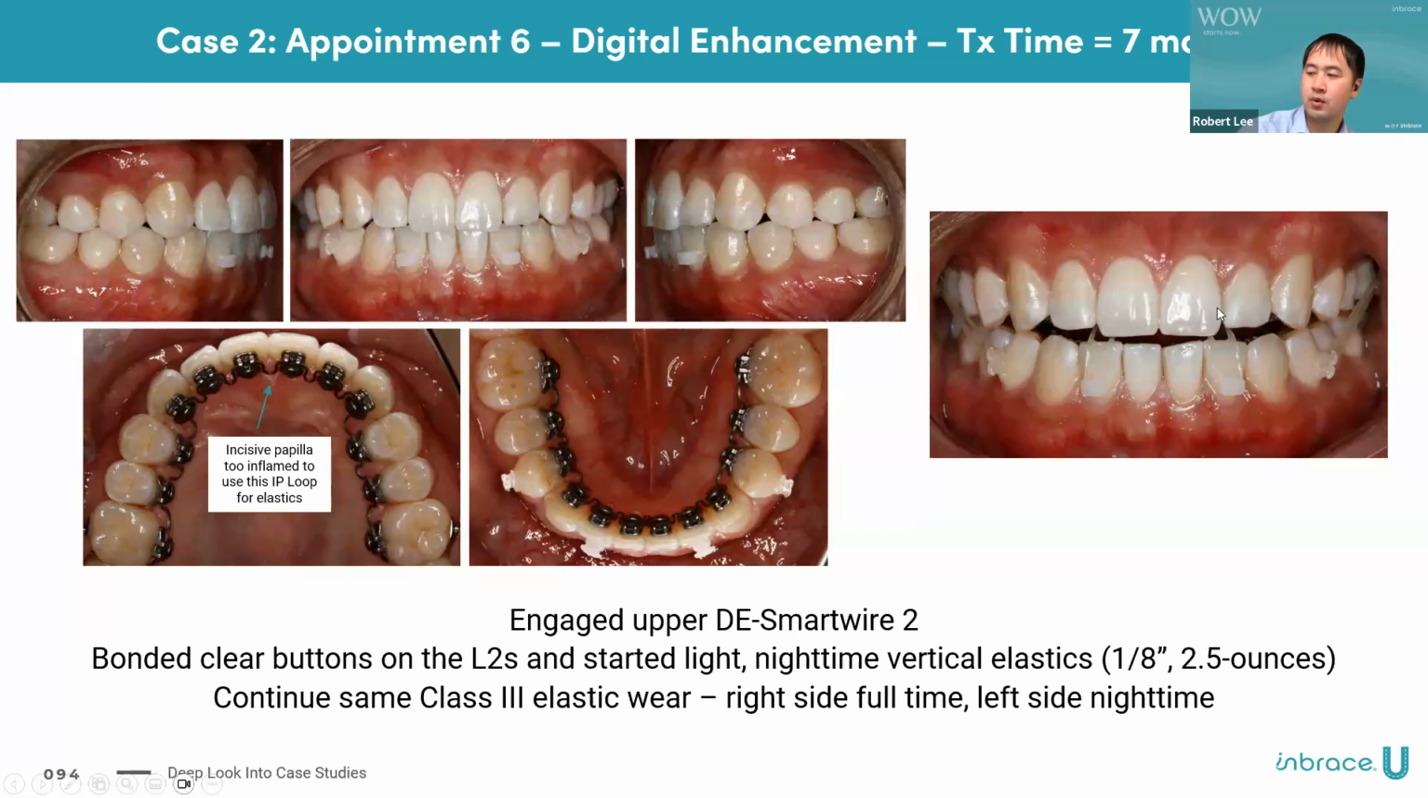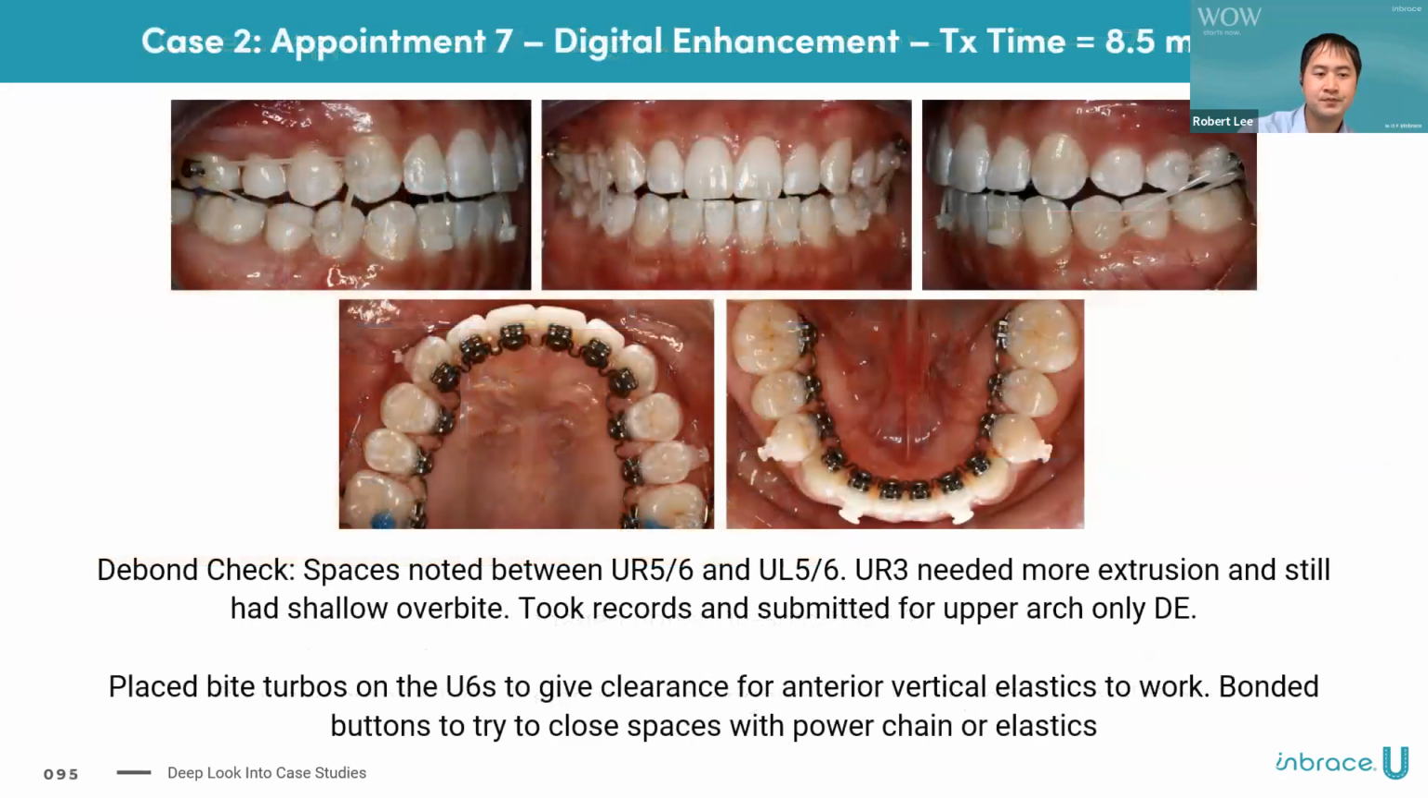This area is almost always accessible, but you have to use a 1/8 inch 2.5 ounce elastic. So it's a very small elastic. Then it's kind of hard to get it on. So you sometimes have to pre-stretch the elastic, and even still, it's a harder elastic to do. So usually I just tell patients, just wear those at nighttime to help with your vertical correction. And then this patient was still running class 3 elastics.